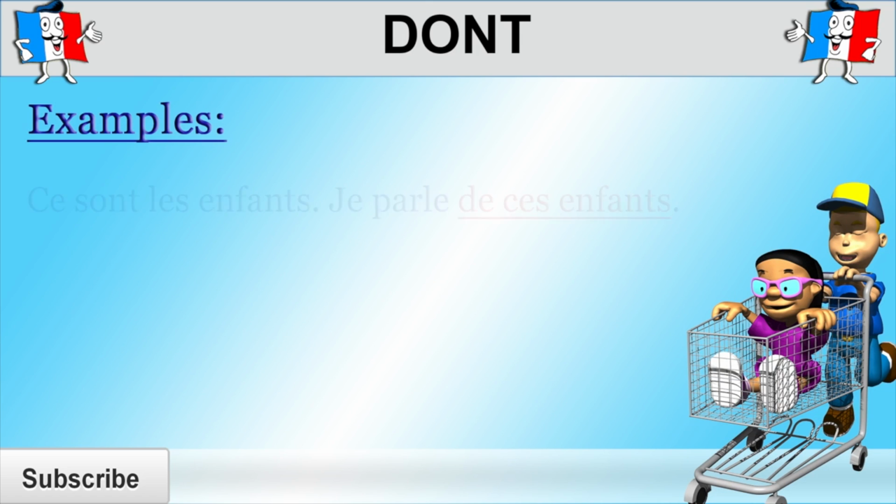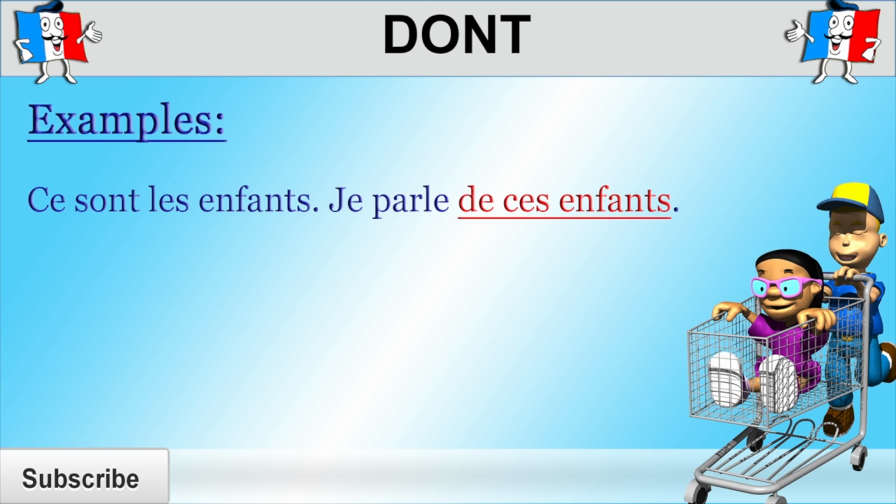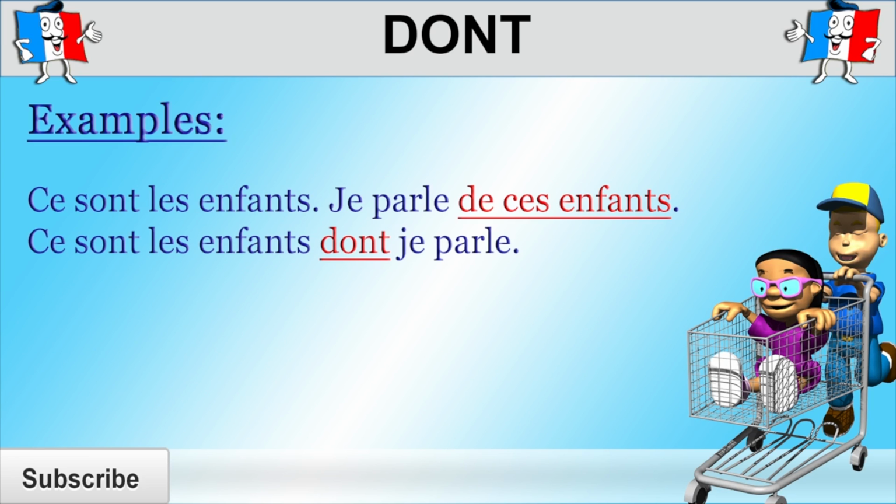So, for example, ce sont les enfants, je parle de ces enfants. These are the children, I'm talking about these children. Since we've used parler de, if we want to make one sentence out of these two sentences, we'll need to replace de ces enfants with dont. Ce sont les enfants dont je parle. These are the children that I'm talking about. Dont replaces de ces enfants.